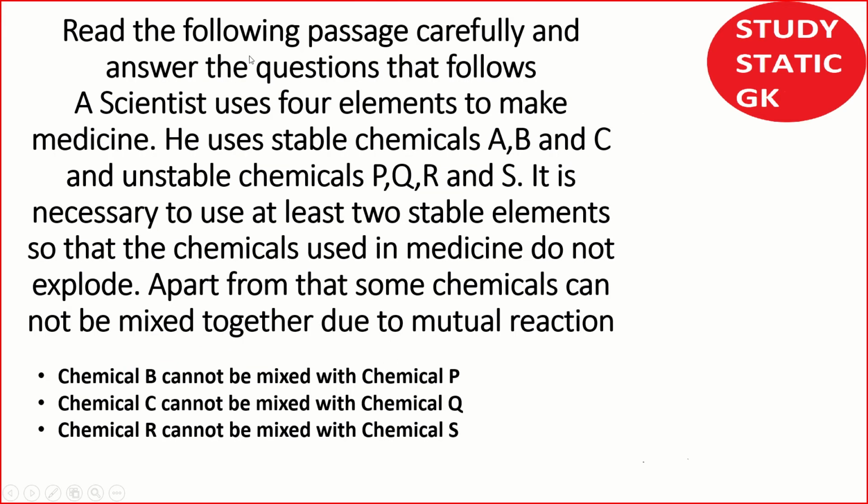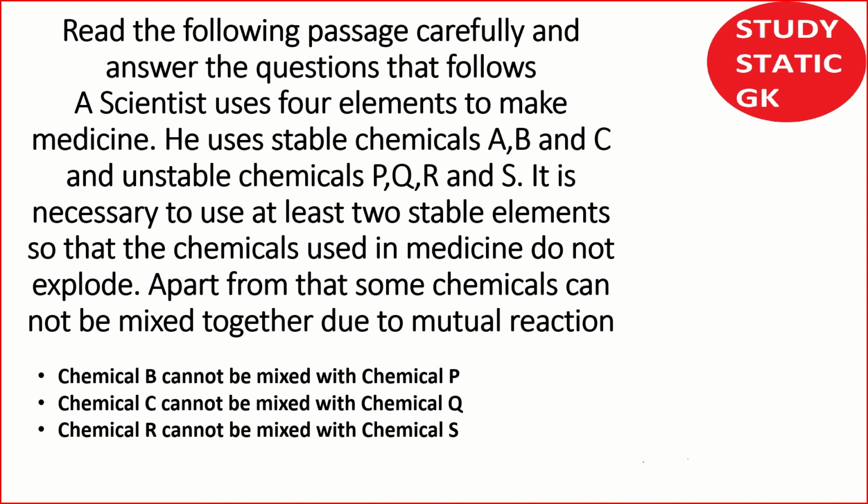Okay, the first question. Read the following passage carefully and answer the questions that follow. A scientist uses 4 elements to make medicine. He uses stable chemicals A, B, and C and unstable chemicals P, Q, R, and S. It is necessary to use at least 2 stable elements so that the chemicals used in the medicine do not explode. Apart from that, some chemicals cannot be mixed together due to mutual reaction.